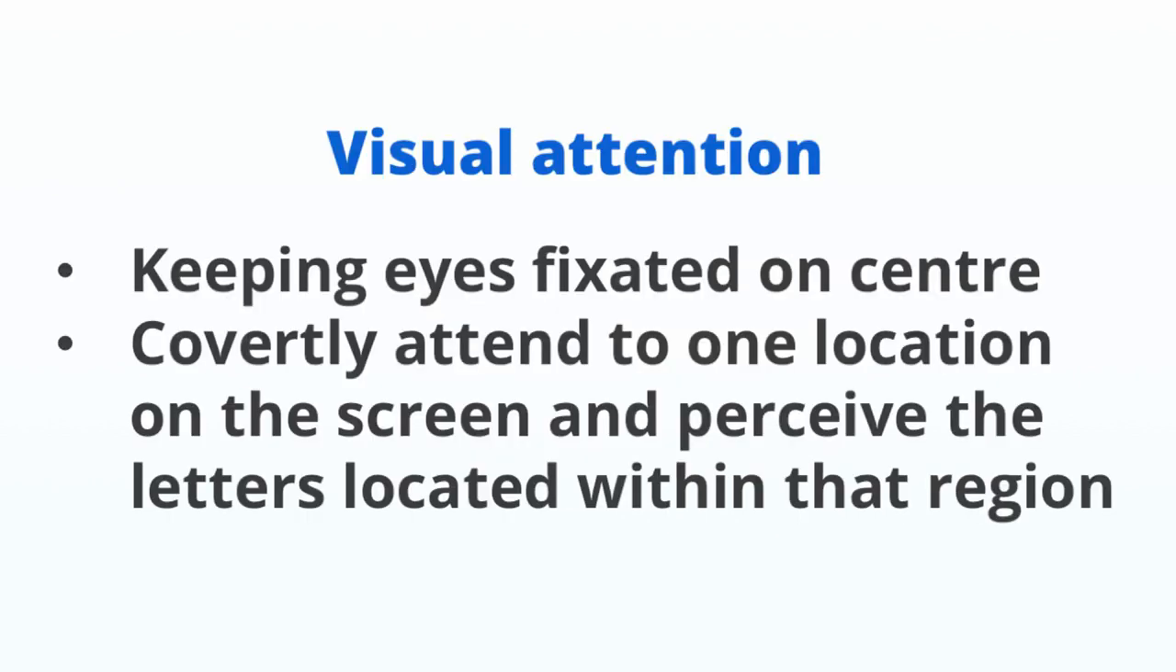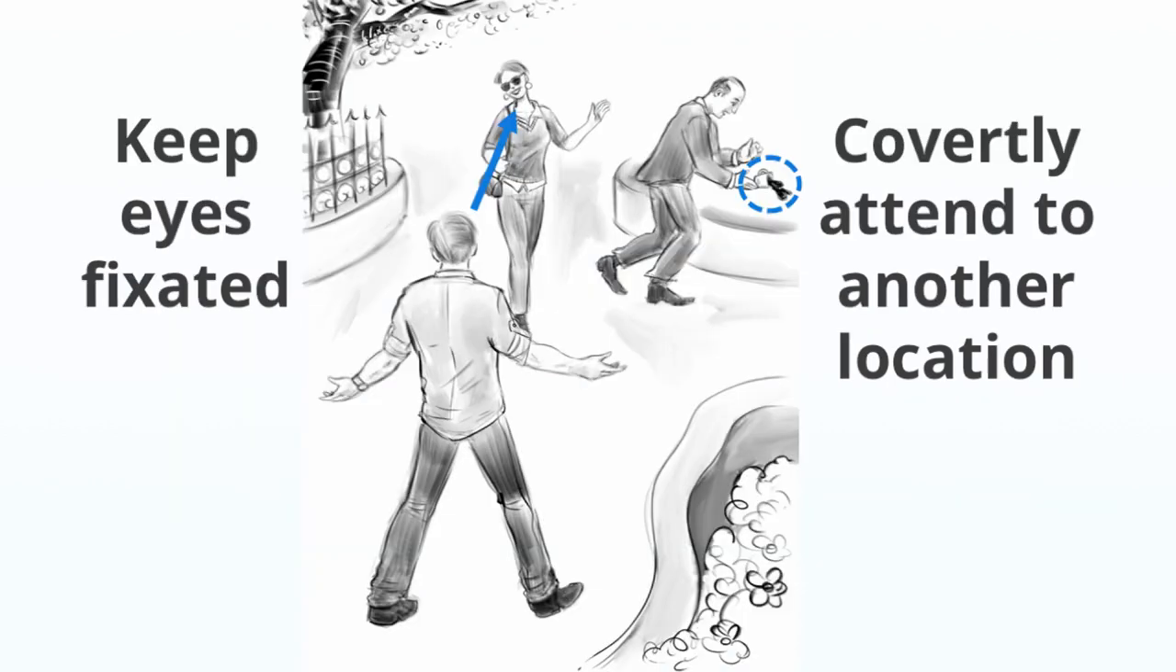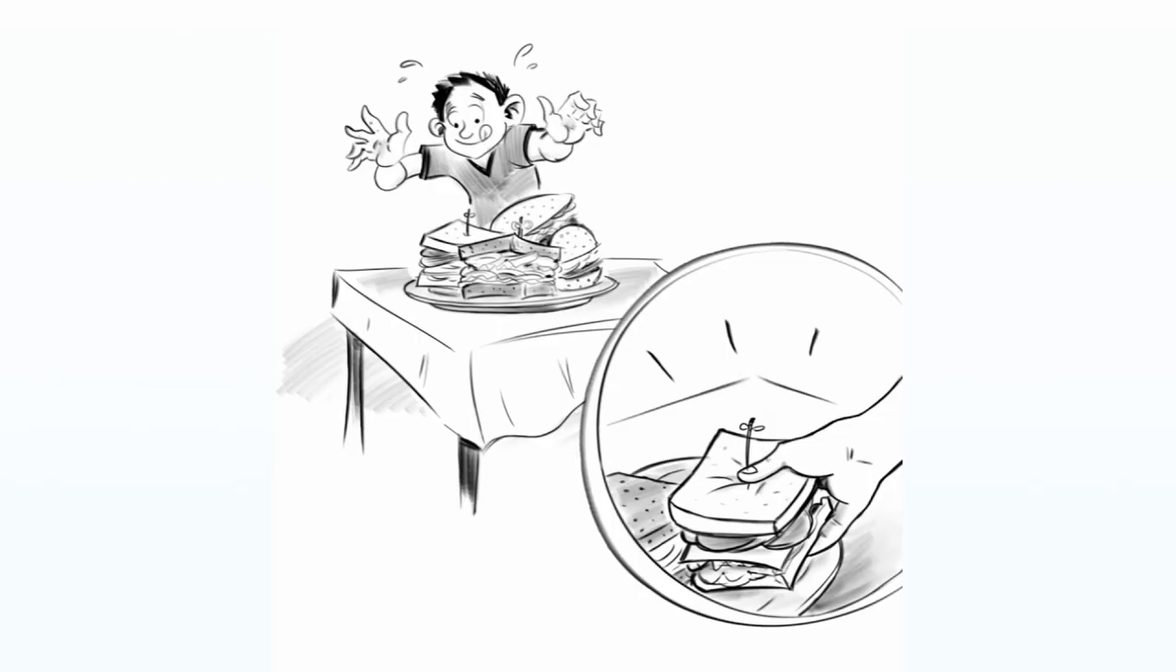Visual attention has been studied at least since the 19th century. One researcher used an electric spark to create a very brief illumination for viewing a set of letters on a screen. He observed that, while keeping his eyes fixated in the center of the screen during the very brief illumination, he could covertly attend to any one location on the screen and perceive the letters located within that region. But he had difficulty perceiving the letters at other locations. Using the tray of sandwiches analogy, all the sandwiches or locations were visible during the brief illumination, but only one of them could be picked up.